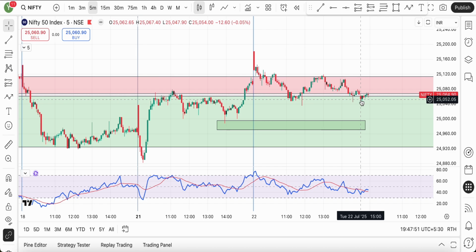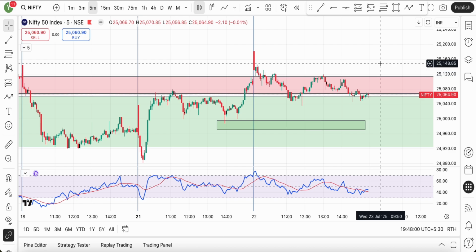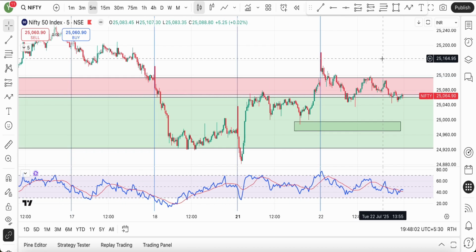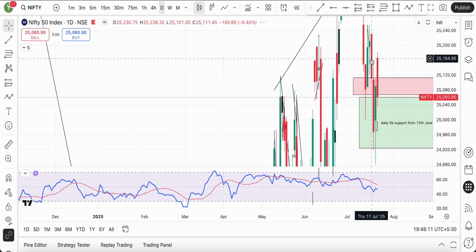There was no particular setup that formed as per the setup that I personally use, right? There was no trade that could have been taken. So we'll be planning now the trades for tomorrow. I'll keep the video extremely short today because there is not much which has changed in the markets on a daily time frame.